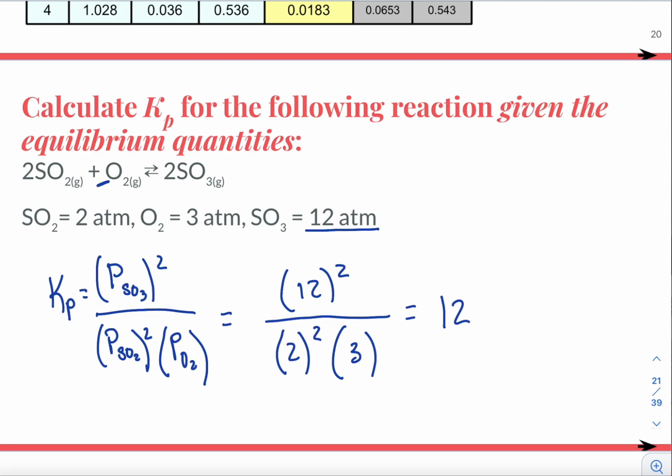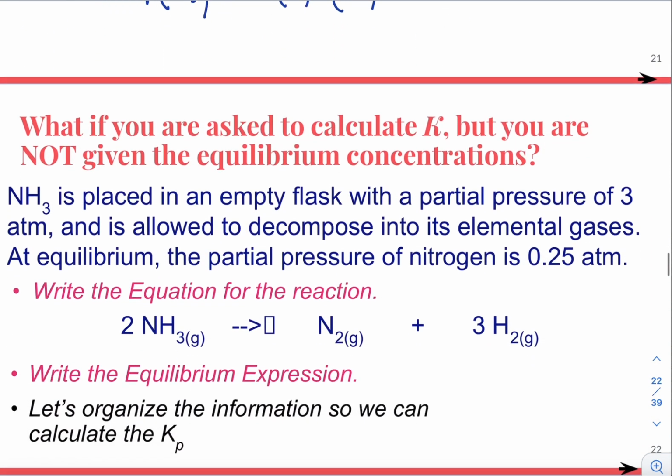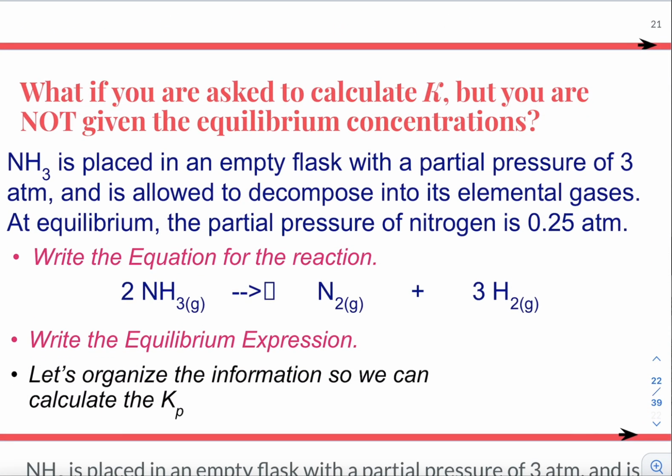What's more likely to happen, especially in the free response, is this situation. So you can read through this question. It's telling us NH3 is placed in an empty flask with a pressure of 3 atmospheres. So this is going to be the initial pressure of NH3, and it is allowed to decompose into its elemental gases. At equilibrium, the pressure of nitrogen, N2, is 0.25 atm.